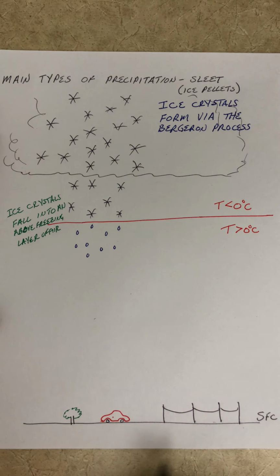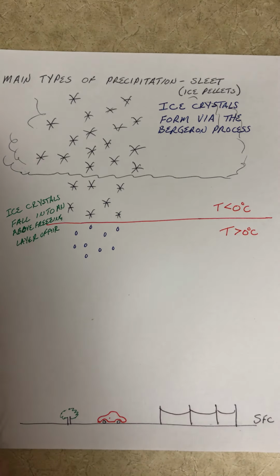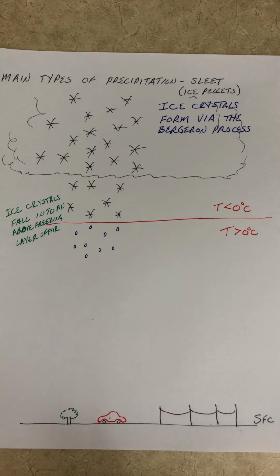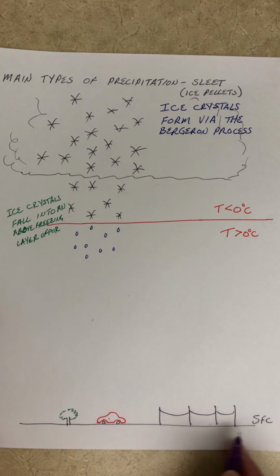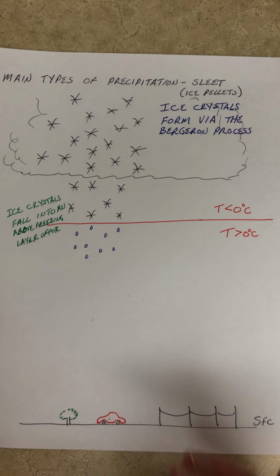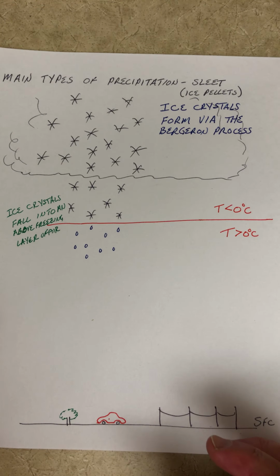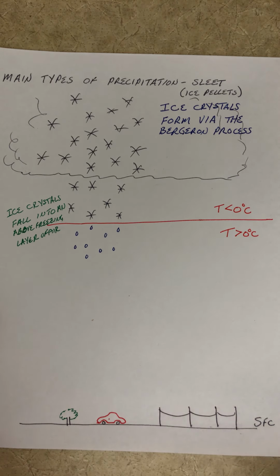Okay, now down here at the surface, once again, we've got our tree, we've got our red sports car, we've got our power lines or telephone lines, and so once again, everything at the surface here is going to be below the freezing point. So we're going to have a layer of air that's in contact with the surface that is below freezing. Okay, so here's the big difference.